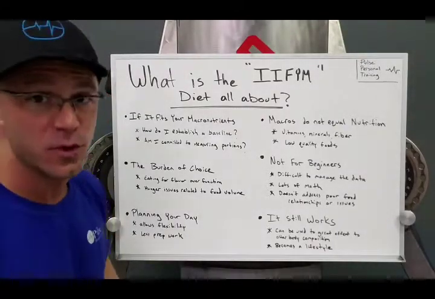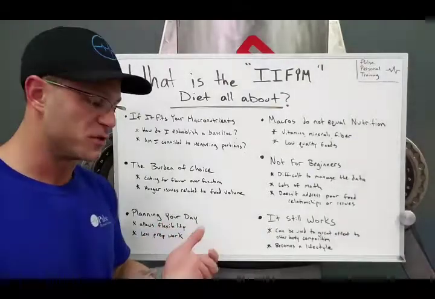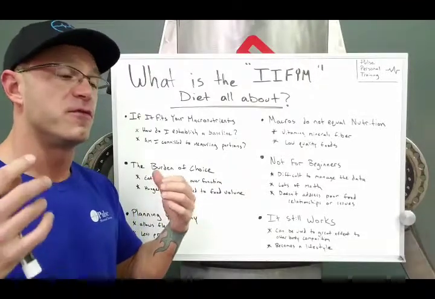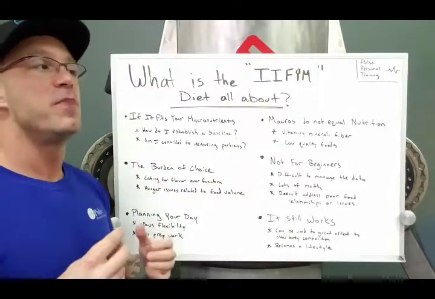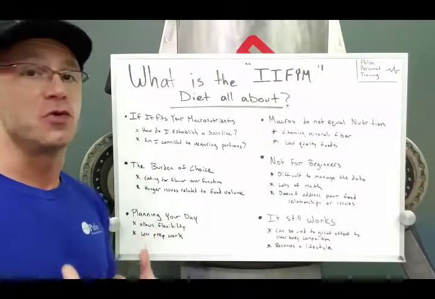So I guess the first thing we should probably talk about is what a macronutrient is, and that's going to be broad descriptions of things like proteins, fats, and carbohydrates, breaking down food into those three categories and then basing your diet on the individual needs of those macronutrients in your body.